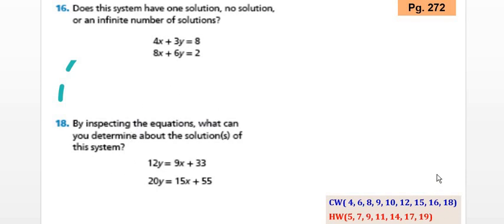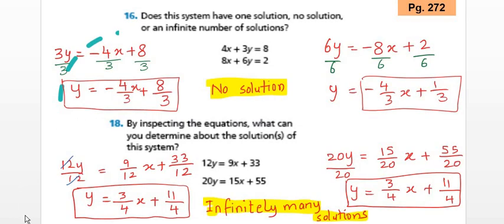So the same idea, I want you to pause the video here and solve both the questions on your own. So here are the answers for both questions, question number 16 and 18. I changed them into standard form, and then I compared the slopes. Here the slopes were exactly the same, and the y-intercept was different. That's why the lines are going to be parallel, so there is no solution. In question number 18, it's exactly the same, both equations, so we will say it's infinitely many solutions.